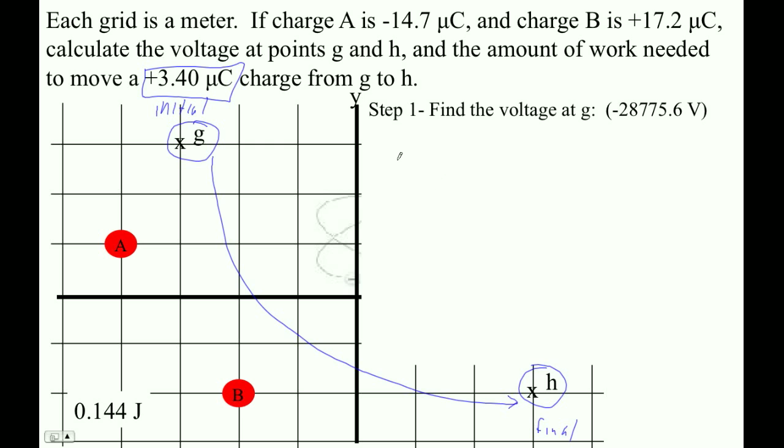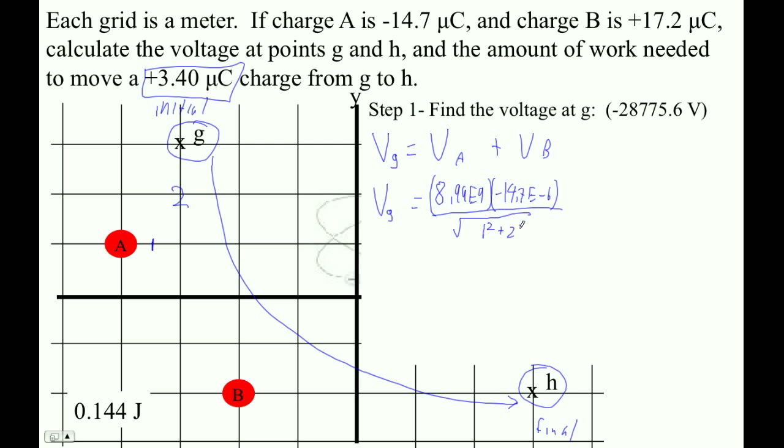Okay, so the voltage at G is just simply going to be the voltage of A plus the voltage of B, right? And it's a simple scalar sum. So the voltage due to A is 8.99 E9 times A, which is negative 14.7 E minus 6. And then the distance to G from A is 1 and 2.